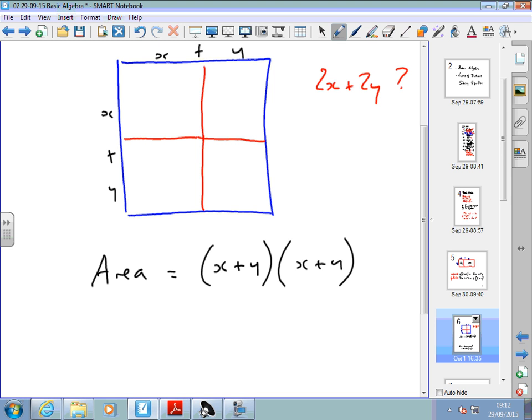What's the area of this square? X times x, x squared. In this one, I've got x along here and y along here, so that must be x times y, which is xy.